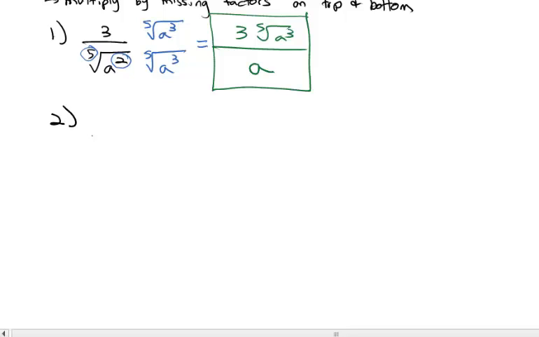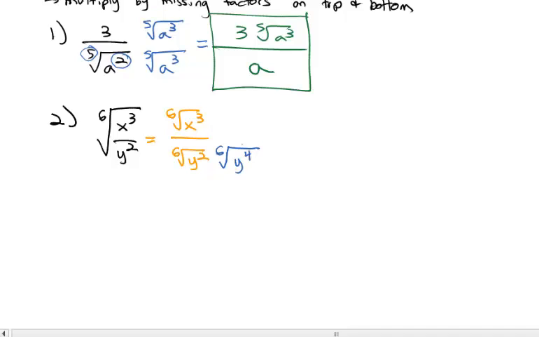Let's try another one. How about we do the 6th root of x cubed over y squared? Again, with fractions, we need to take the radical of both the top and the bottom, the numerator and the denominator. So we will do the 6th root of x cubed over the 6th root of y squared. Then we'll say for 6th root, how many more things do we need to clear the denominator? Well, right now it's y squared, so we need 4 more y's, y to the 4th, in both numerator and denominator.